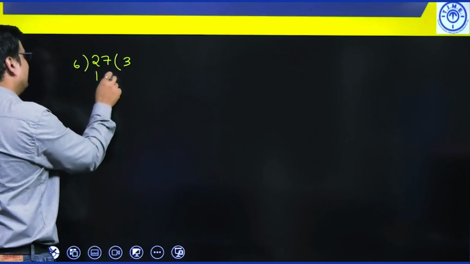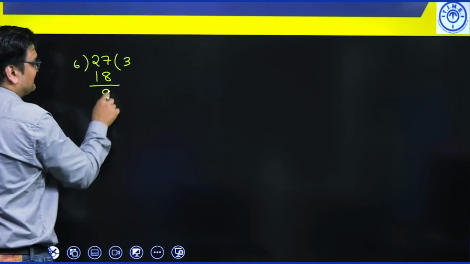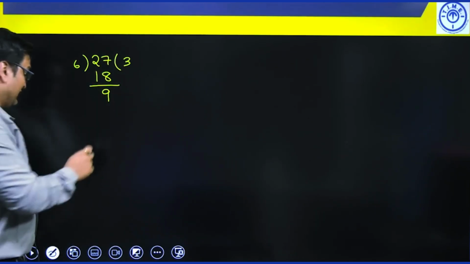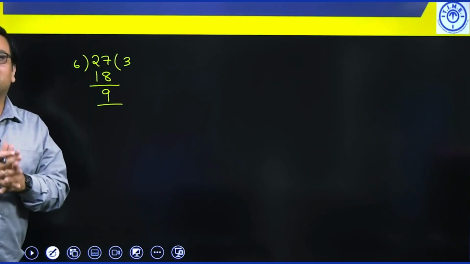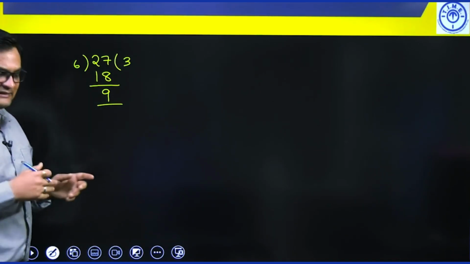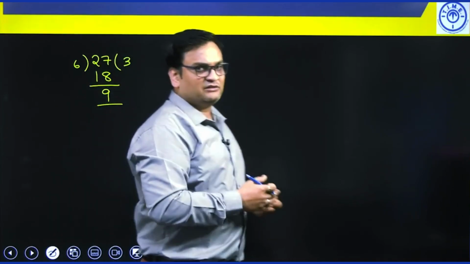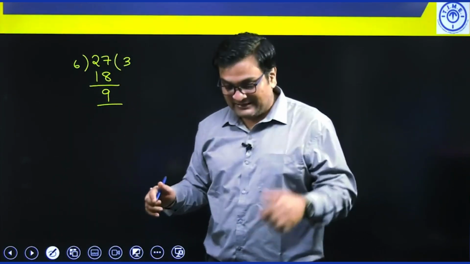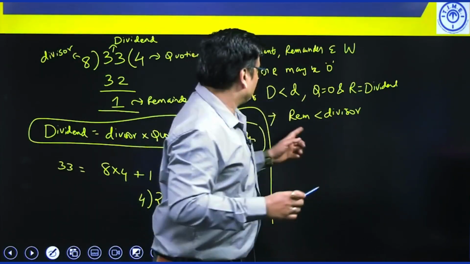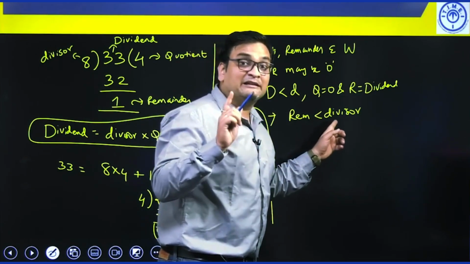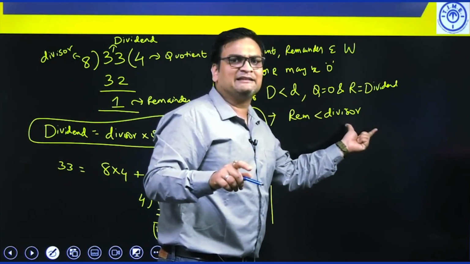So 6 into 3 is 18. 27 minus 18 is 9. I say this is my remainder. 9 is my remainder. Is it a correct division process? Is it mathematically right? The answer is of course not. Why is it wrong? Because the remainder must always be less than, not even equal to, it must be less than the divisor.